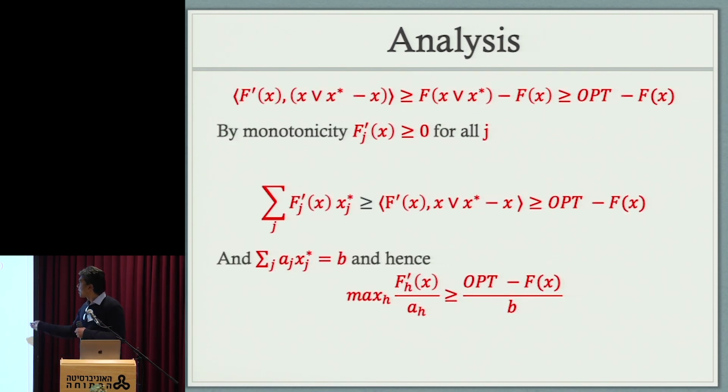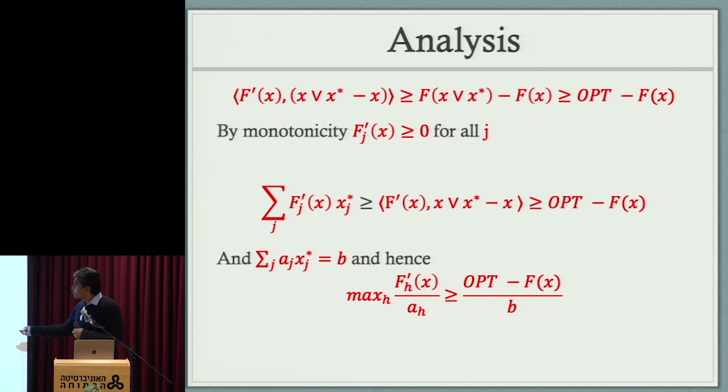There's a lot of algebra here, but the point is that monotonicity guarantees that all the gradients are positive, all partial derivatives are positive. So if you take this inequality, expand it out and use this property, you can argue that the sum over all coordinates, the gradient with respect to that coordinate times x star j, is bigger than opt minus f of x. And we also have this inequality that, because of monotonicity, the sum of aj x j star is equal to b. Don't worry about all that.